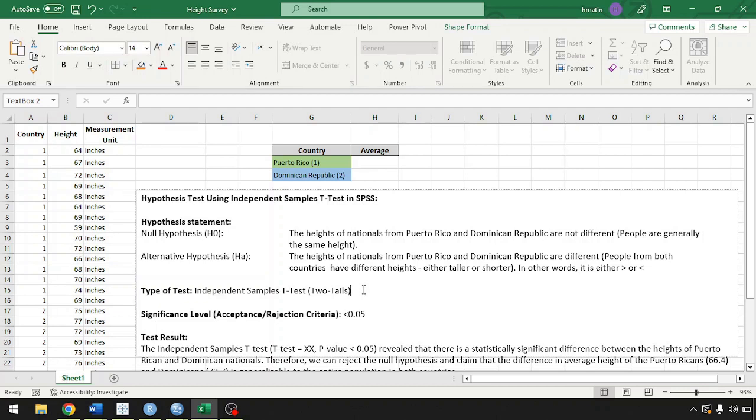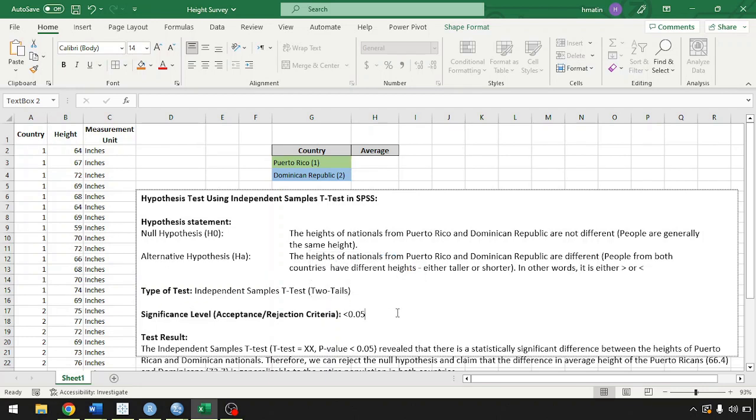So the type of test that we will do in order to determine our hypothesis is called the independent samples t-test or two-sample t-test. We will be looking at both sides of the tails. In other words, we will be looking at whether the difference in average is greater or below. Either one of them is taller or the other one is shorter. So that's the type of test we will be performing.